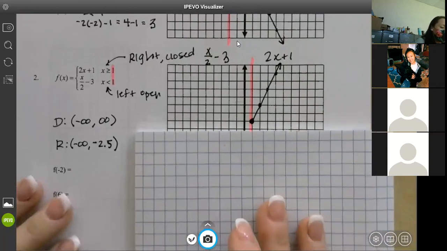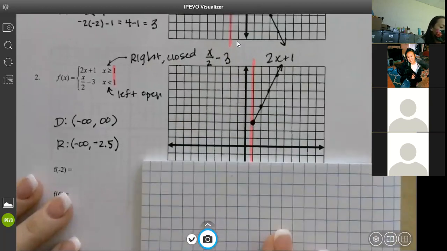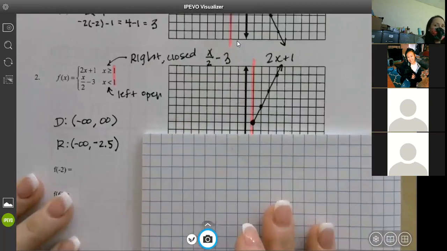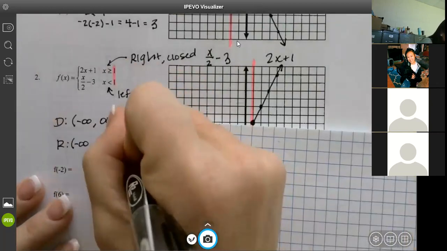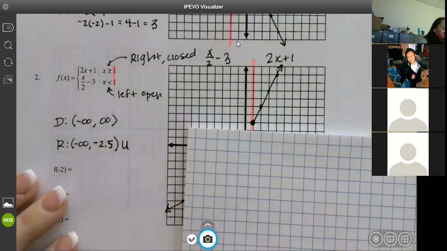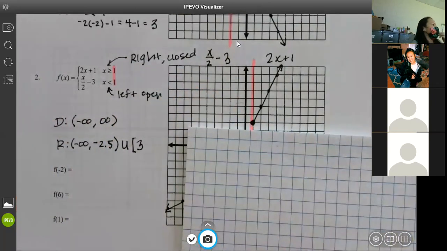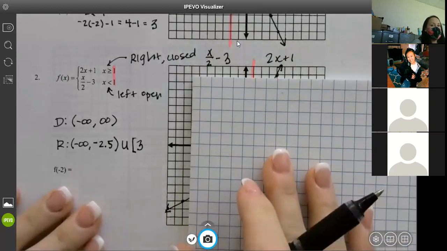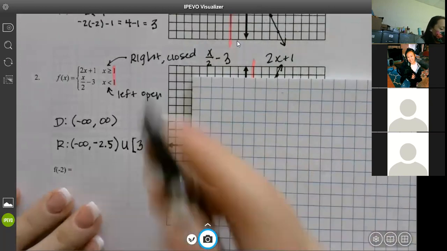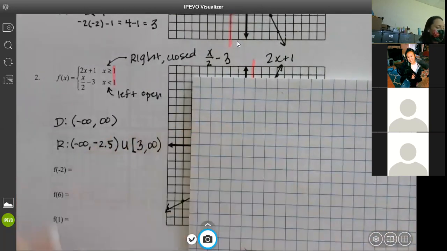So we pick back up at 3. You guys see that? Nothing here. Nothing's touching my notepad. And then all of a sudden at 3, we do. So we still do the U. And then at 3, it's a closed point. So we bracket it in. This one's really weird, okay? But then we go all the way up to what? Infinity.